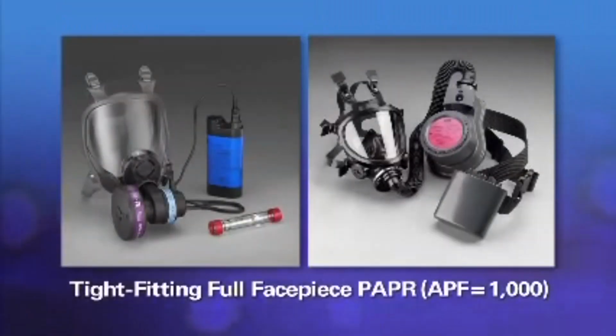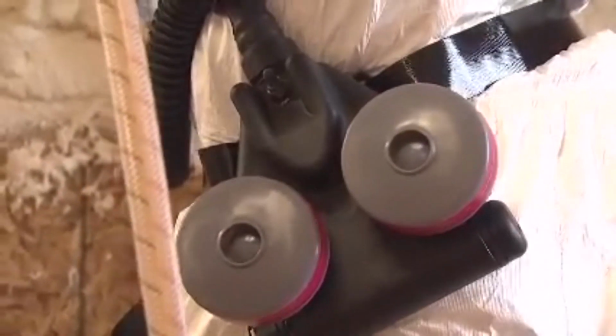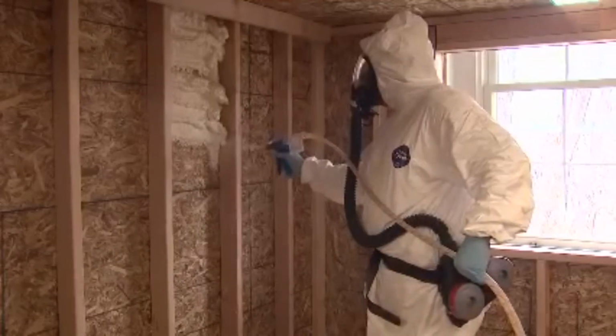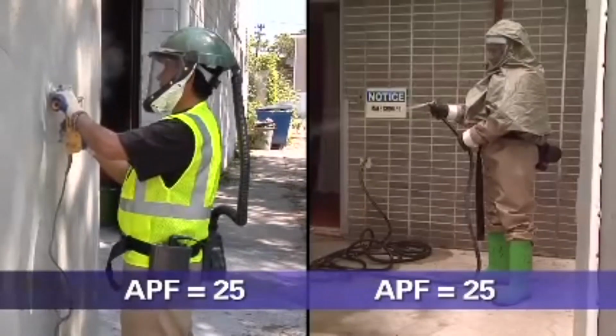Another type of PAPR is the tight-fitting full-face piece PAPR. This PAPR has an elastomeric facepiece made of rubber or silicone. It has filters and a blower that operate as they do on a loose-fitting facepiece PAPR. Because this PAPR has a tight-fitting facepiece, it must be fit-tested. There are also half-mask PAPRs, as well as PAPRs that have a helmet or hood.